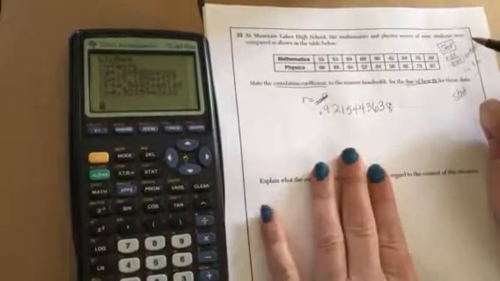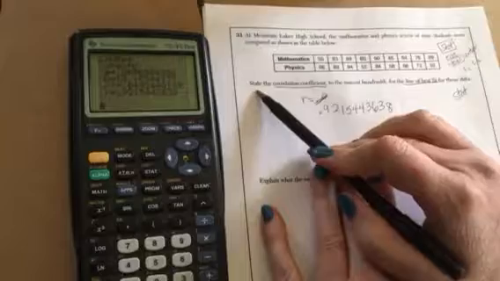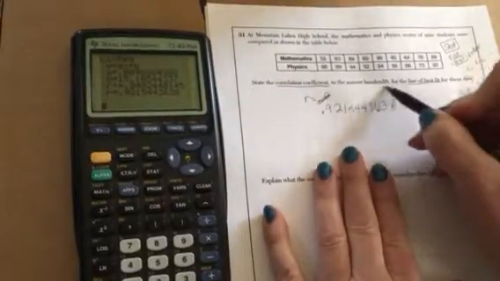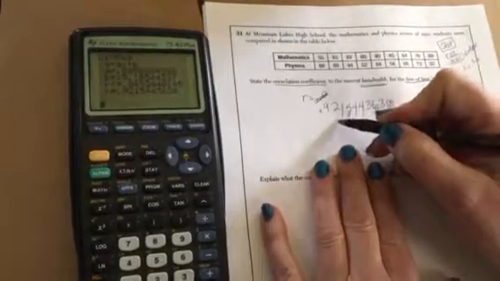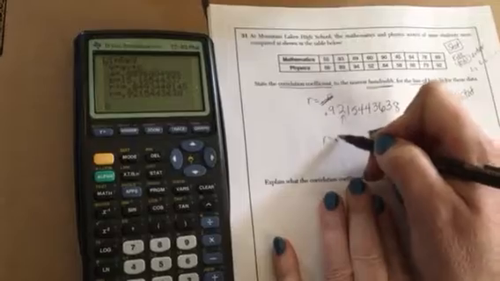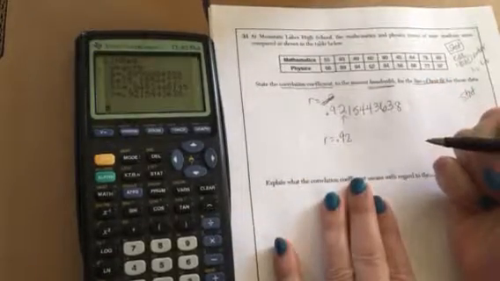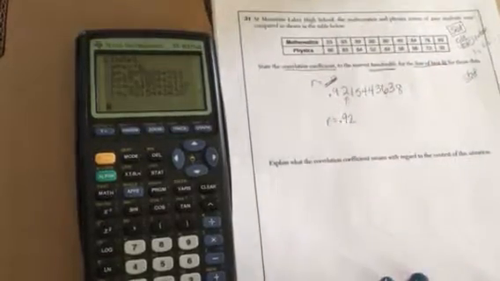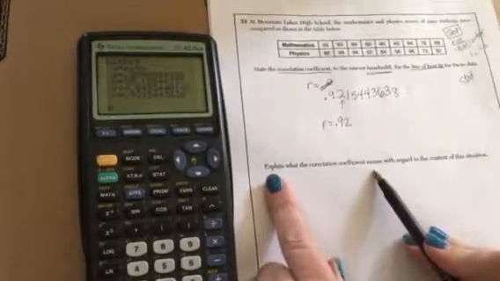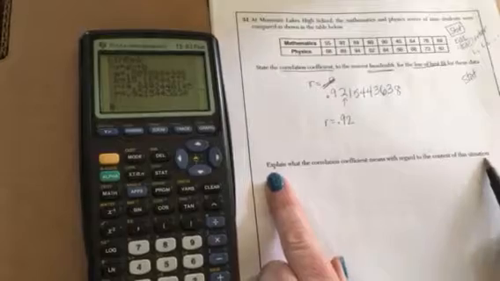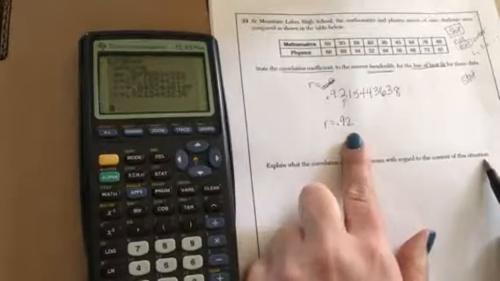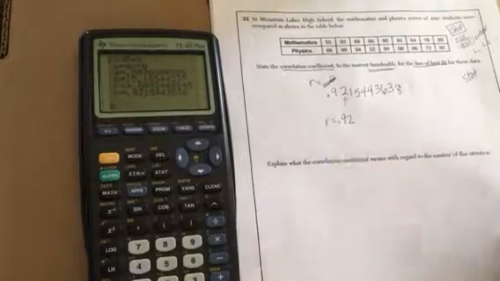And then we look at this and go, okay, correlation to the nearest hundredth, so I'm not done because there's the nearest hundredth, right? Tenth, hundredth. So my final answer here is R equals 0.92. Okay, this part. Explain what the correlation coefficient means with regard to the context of the situation. Basically, the closer to 1, the stronger the correlation.